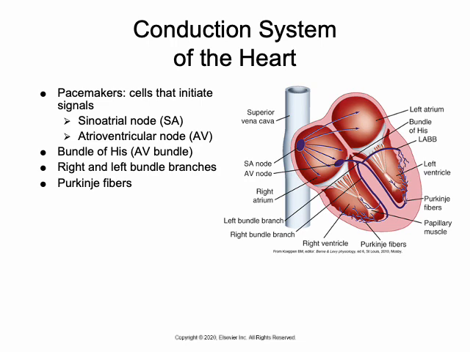This SA node is located at the junction of the right atrium and the superior vena cava, just superior to the tricuspid valve. This node is heavily innervated by not only sympathetic nerve fibers, but also parasympathetic nerve fibers. The SA node generates about 60 to 100 action potentials every minute for an average adult at rest. It depends, though, on the age and the physical condition of that person.